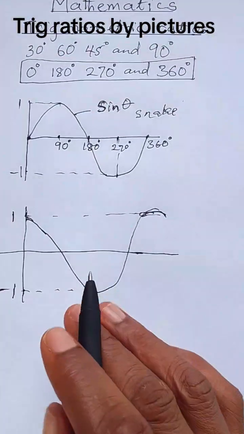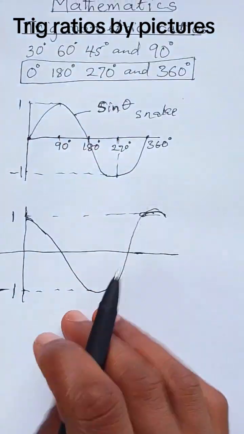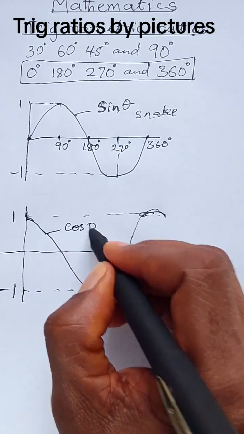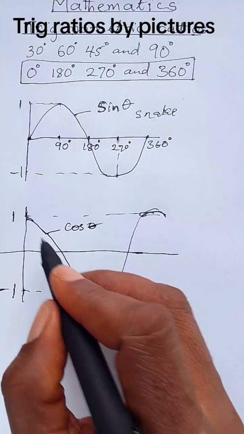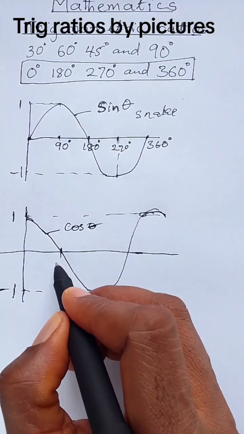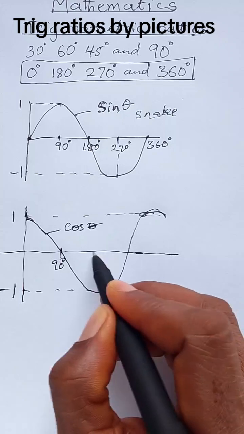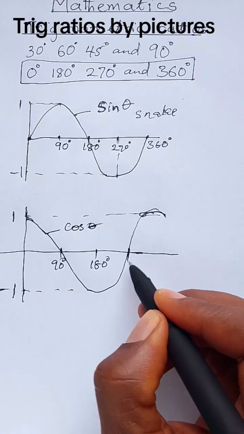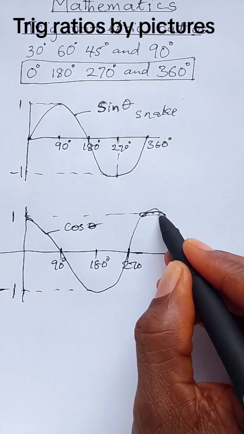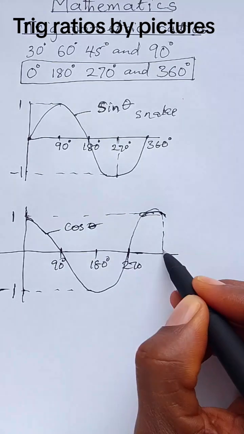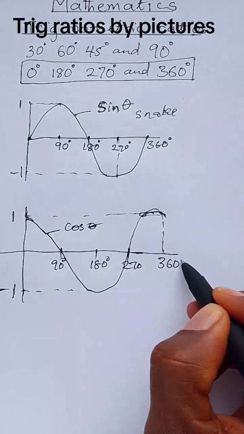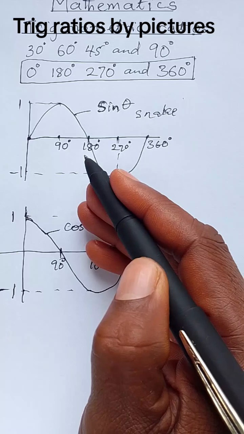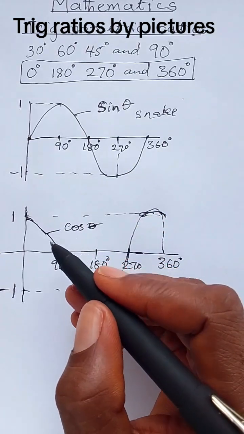For my cosine graph, if this is the sine theta graph, then definitely this is the cosine graph, the graph of cos theta. And what are the values? This is 90 degrees. This is 180 degrees. This is my 270 degrees. And my 360 degrees lies here. So with this, you can easily write out the values.